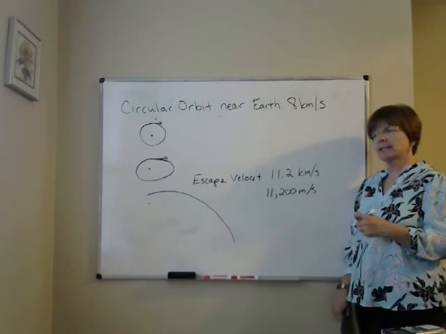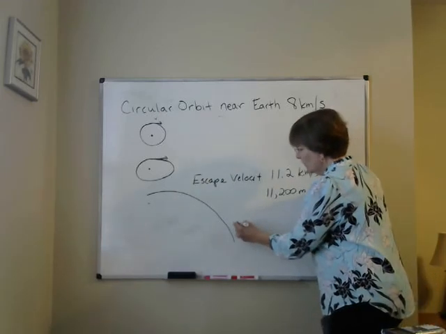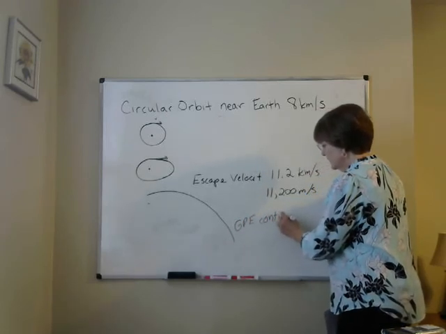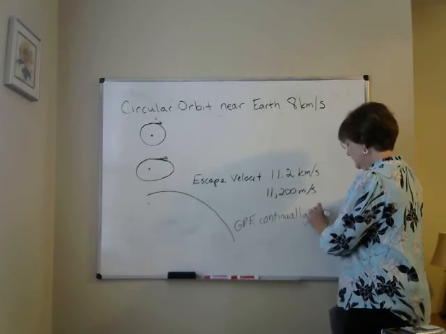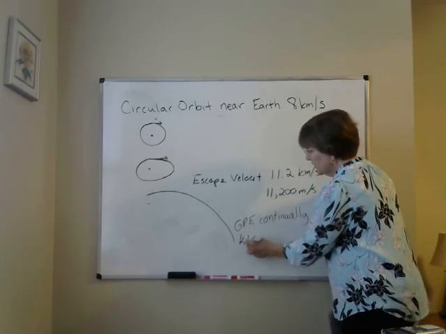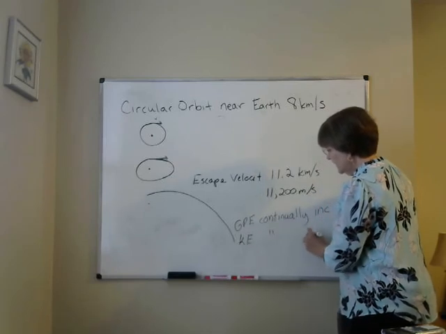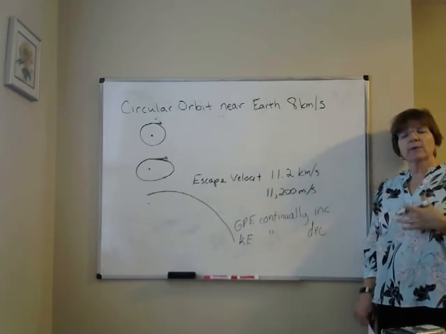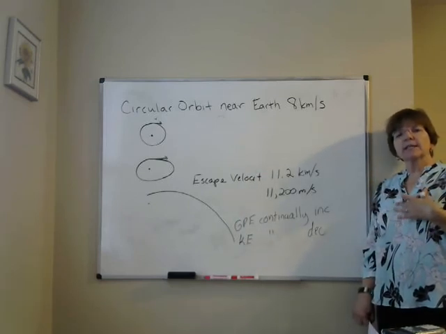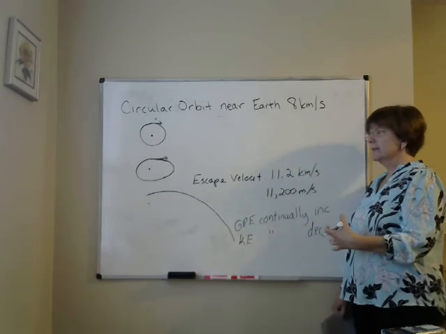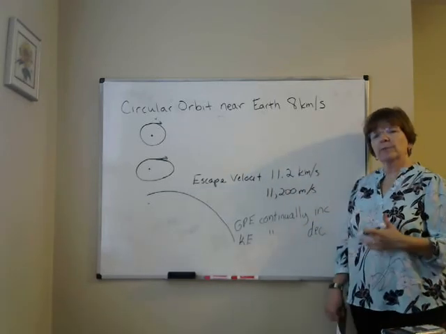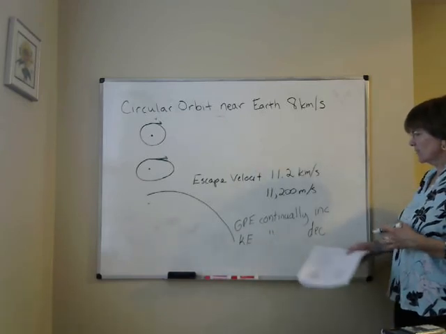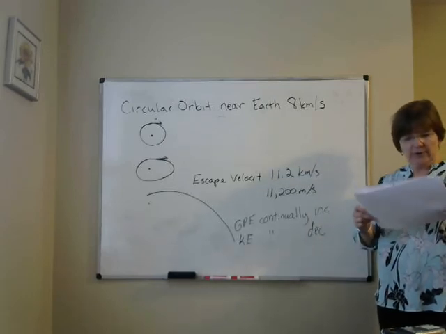Mechanical energy would be a constant. The farther away it went, what we would see is GPE would be continually increasing, and kinetic energy would be continuously decreasing. It would gradually slow down, and it would be going slower and slower, but it would still continue to move away from the Earth. So it wouldn't maintain this 11,200 meters per second the whole time, but nevertheless, it would always be in a situation where it would continue to move away from the Earth.